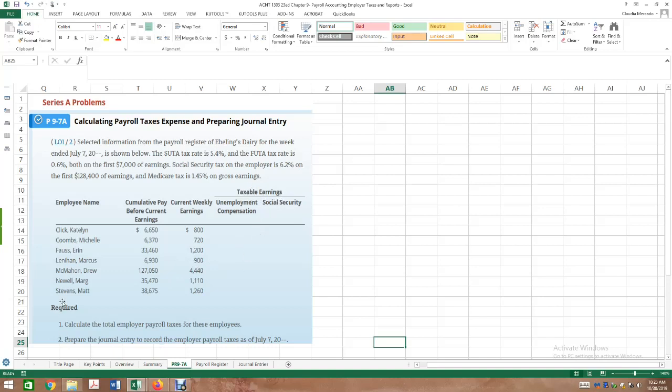So the requirements: calculate the total employer payroll taxes for these employees. Before actually calculating the taxes, we need to fill out these two columns and figure out what my taxable earnings are by employee. And then they're asking us to prepare the journal entry to record the employer payroll tax.